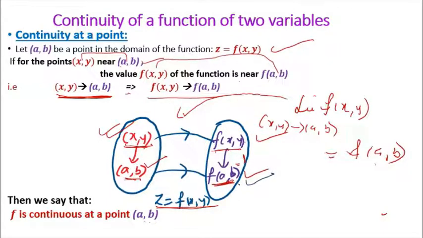In limits before, we wrote it as it can be some other value L. Now if it has to be continuous, it means that L is nothing but f(a, b) only. If that is satisfied, then we call that function f a continuous function.